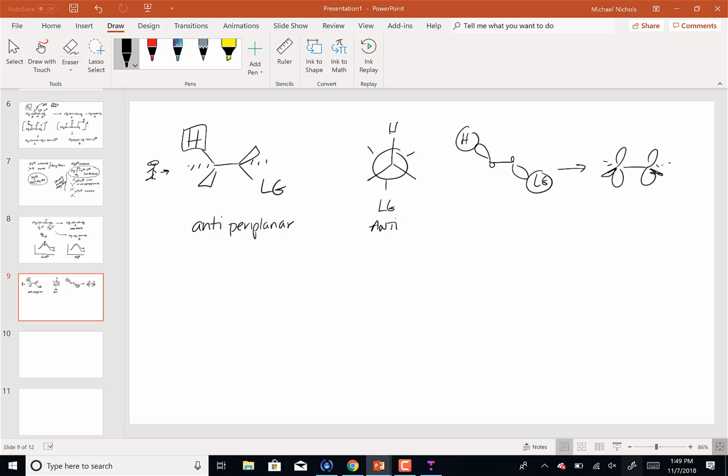If they weren't anti-periplanar, could you do like a ring flip and then make them? Well, we'll talk about rings, and the answer is yes. If possible, we might have to do a ring flip in order to make them. Or in an acyclic system, we're going to have to rotate the hydrogen until it becomes anti-periplanar. But the only way the double bond forms is when that hydrogen is anti-periplanar to that leaving group. That's it.